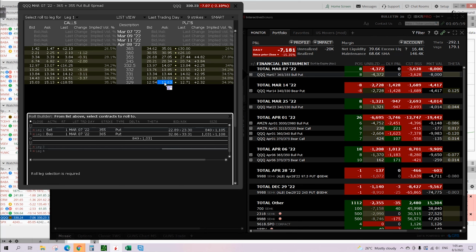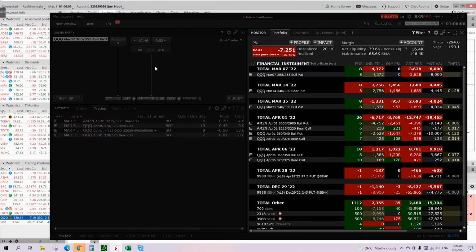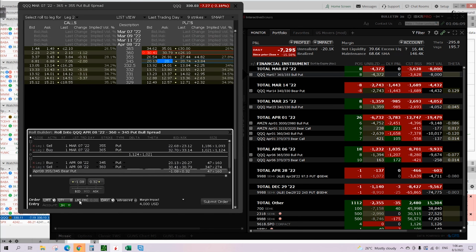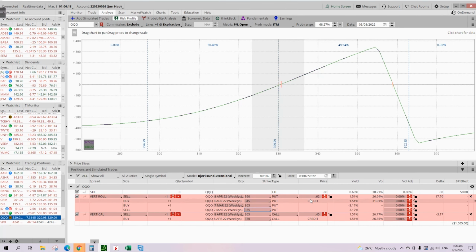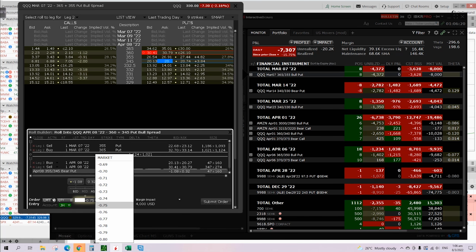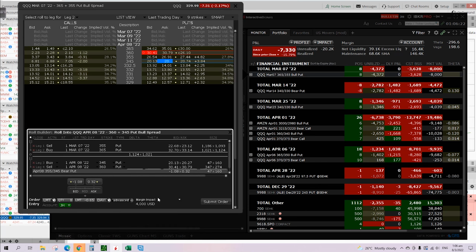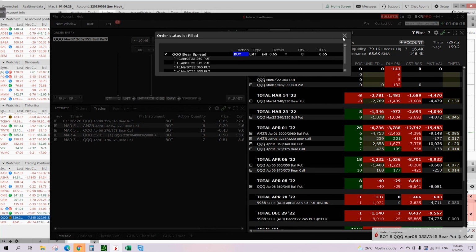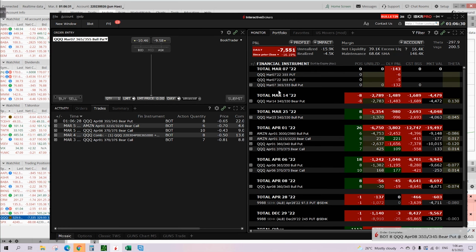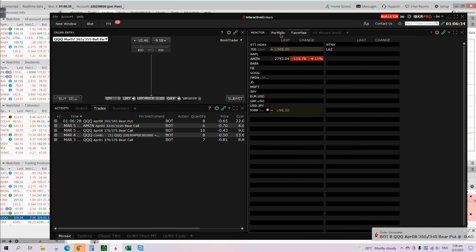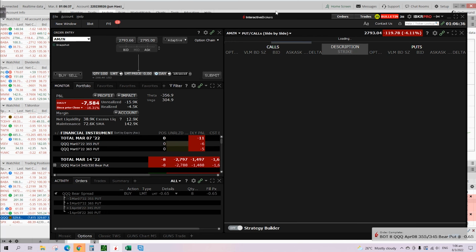Alright, so I am going to buy the 345 as insurance, and I'm going to sell the 360. Total 8 of them for 75 cents. How much is it going for? It's going for 62 now. So let's just enter perhaps 65 and wait for it to get filled. Order partially filled. Alright, and then it is in very quickly. Order filled. And we are going to go ahead and take on the bear call side.